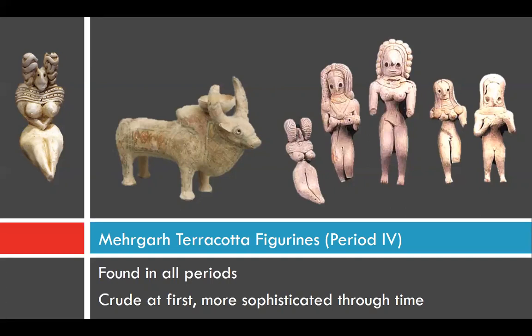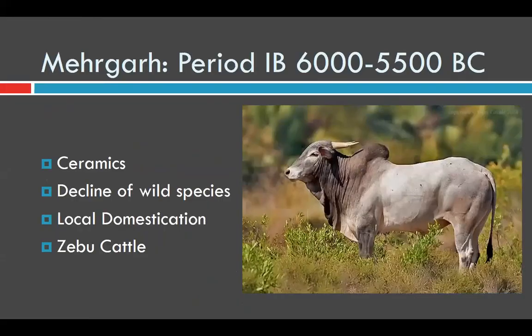It's not really ancestor worship. Maybe they're toys, maybe they're kids' toys. It's difficult to know, but they're very common and popular, and they show up throughout these layers, and they continue to show up with the Harappan and the Indus as time goes on.